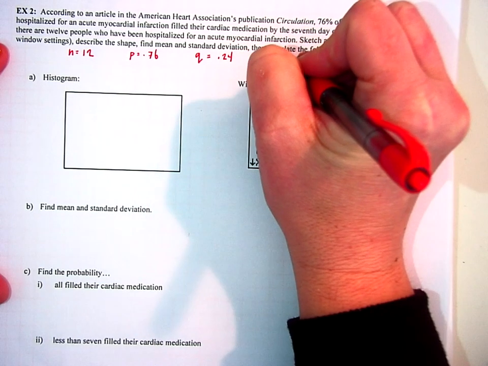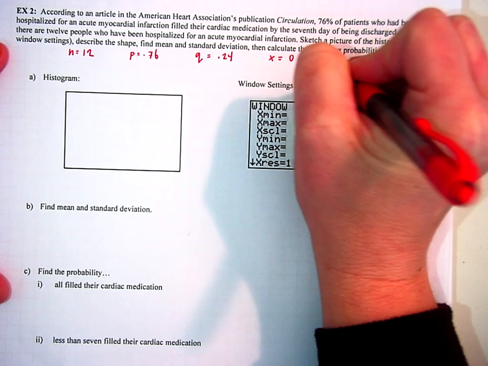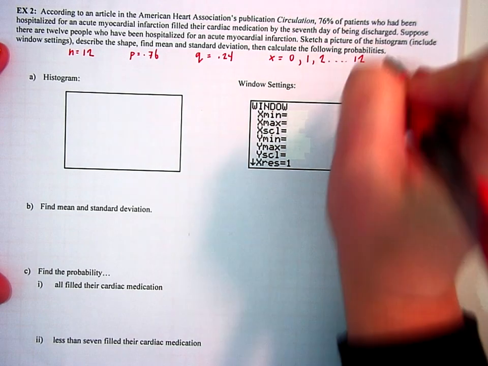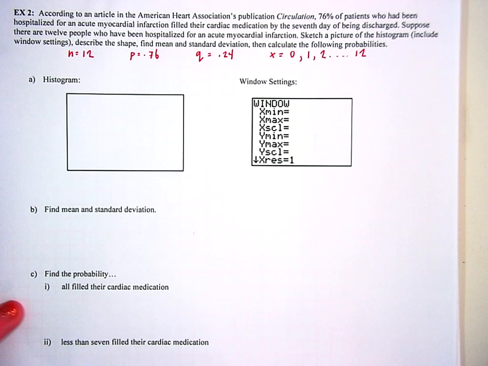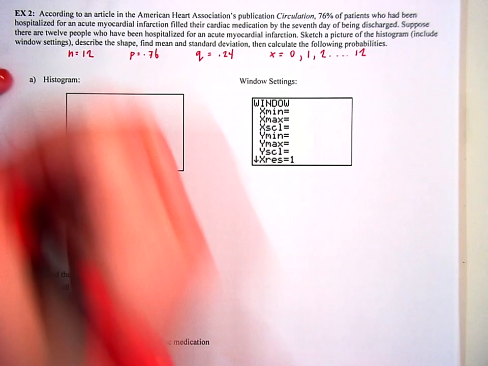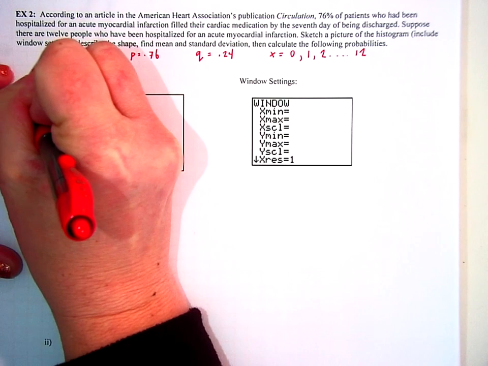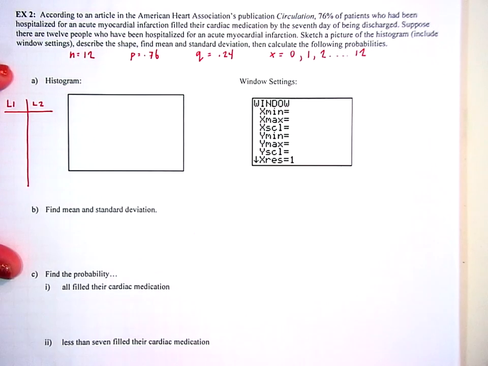Well, we could have exactly 0 that filled their prescription. It could be exactly 1, could be 2, all the way up to 12 total. So it could be all or nothing or something in between. Okay, when I make my histogram, I already have it set to histogram. So here I just need to make my little table to the side so I can see a few of the items.